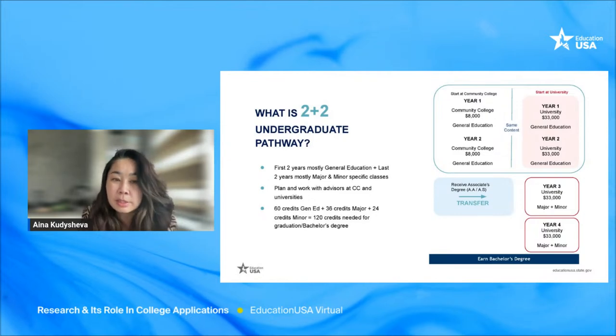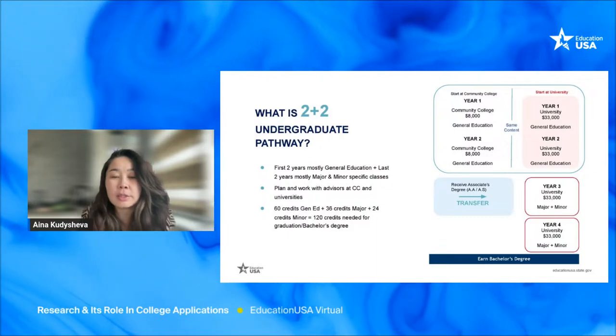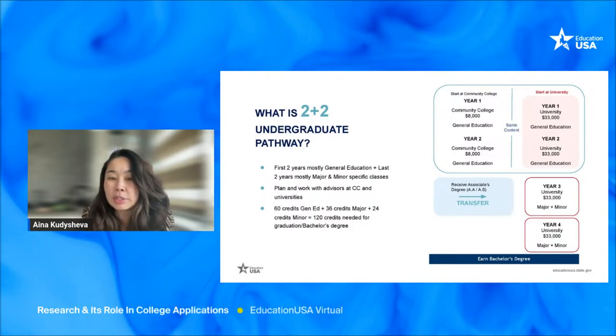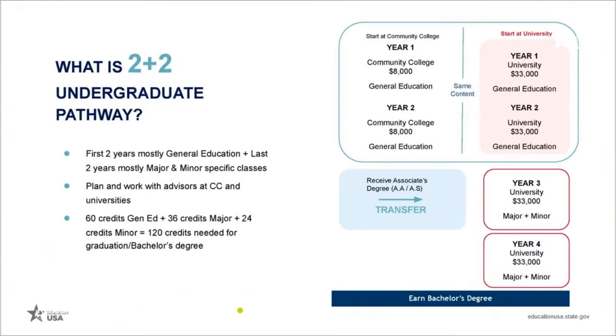For example, here it is said that 60 credits can be gained during your community college, and you can also get 36 credit major and 24 credits minor during your community college study. So 120 credits need to be finished before you get the bachelor's degree, and you can choose yourself how you will gain the other 120 credits during your study in this public university, four-year institution. Next, please.